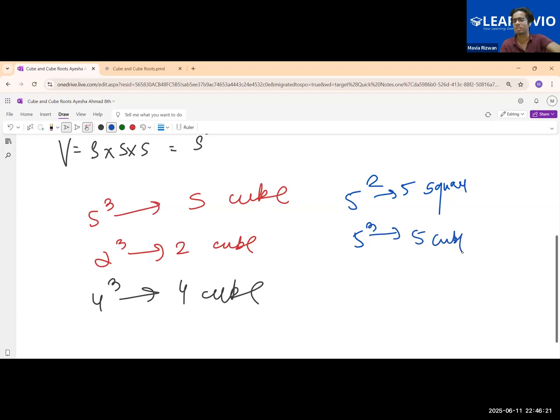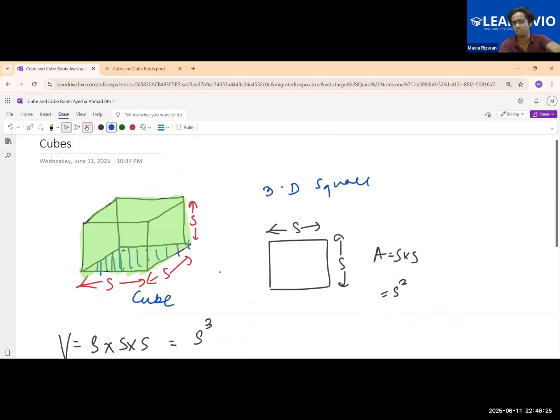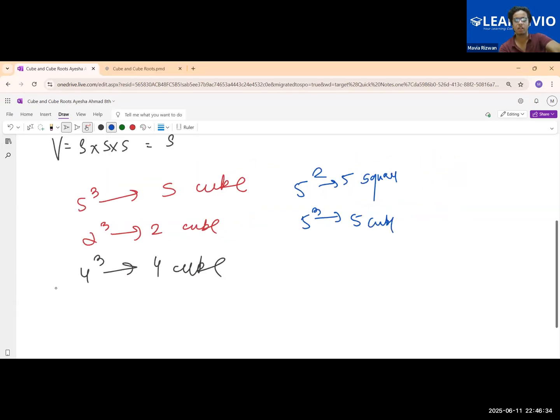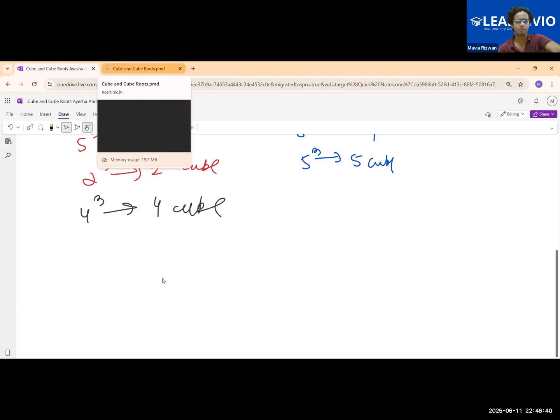Nothing else, bache. This was all just to explain why the name cube is here. You don't even need to remember this. The main part is that 5 raised to the power 3 is known as 5 cube. Got it? Yes. Okay, great. Now, Aisha, this chapter is actually easier than squares and square roots. Now we'll directly move on.